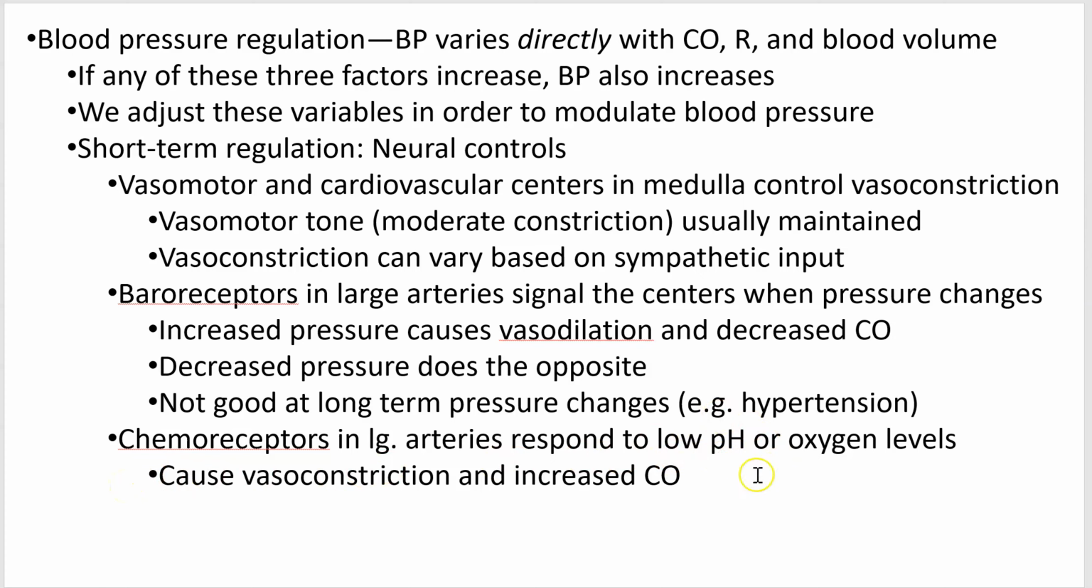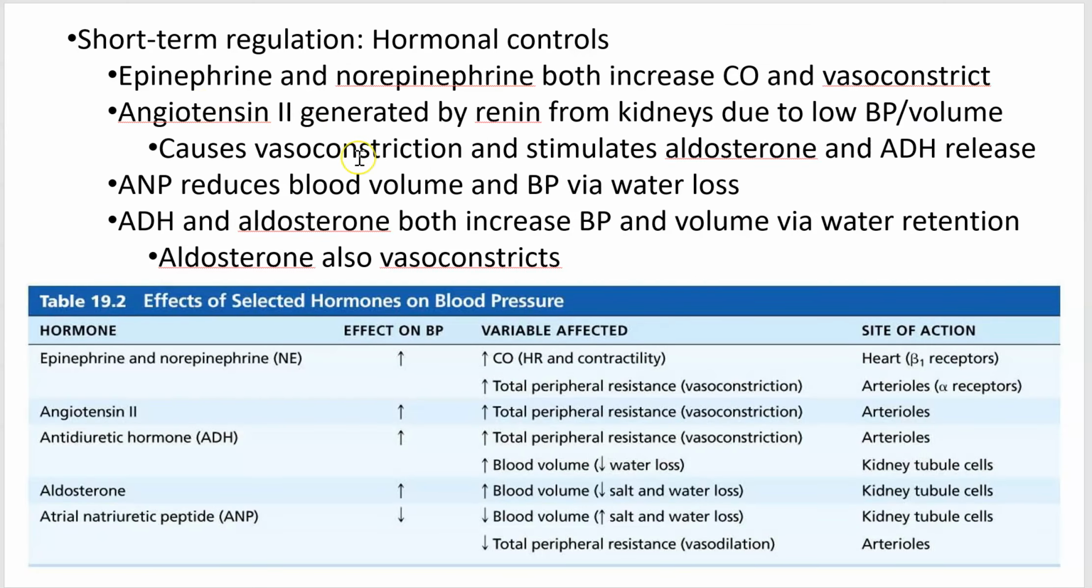If you've got low pH, which means you've got a lot of CO2, or if you've got low oxygen levels, which means you need to breathe some more, right? So you're going to want to vasoconstrict, which will elevate the pressure, and increase cardiac output, which should pump out more blood to the lungs, getting you to vent more CO2 and take in more oxygen, if it's working correctly.